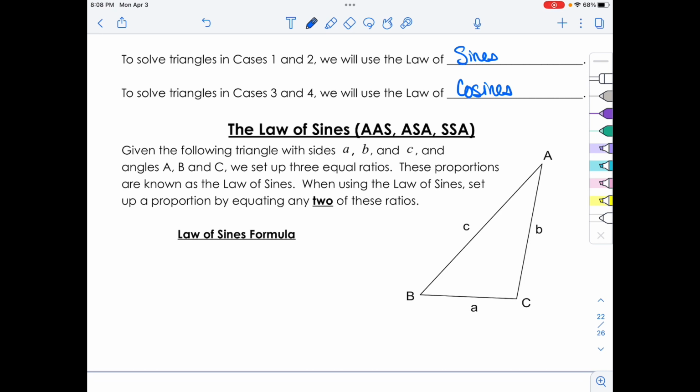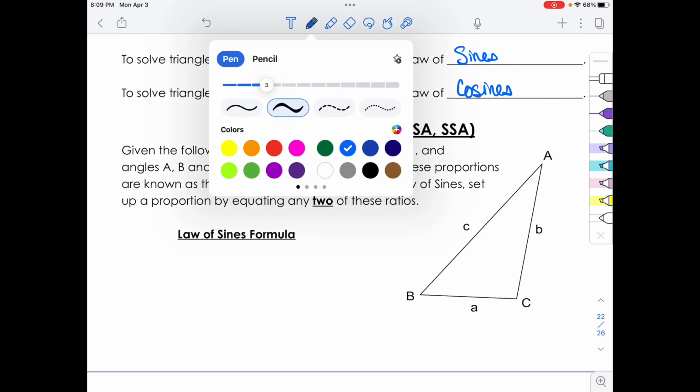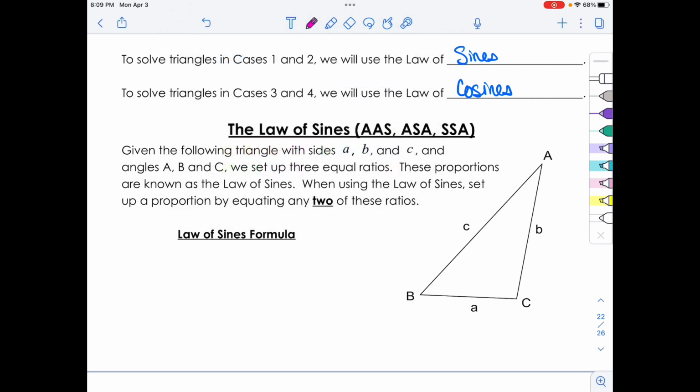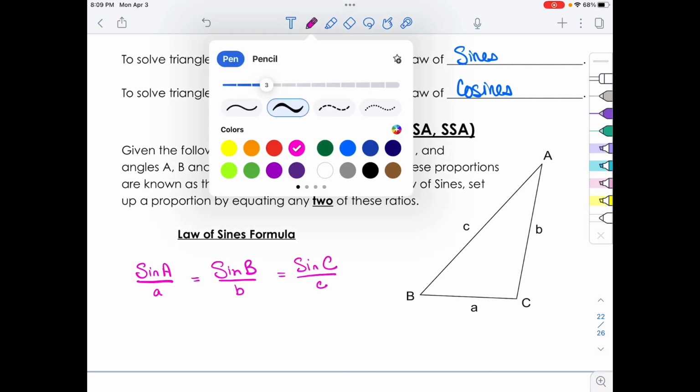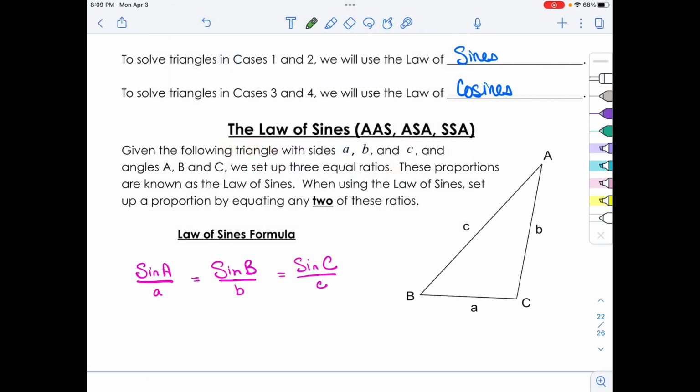The angle opposite the side is given as a capital letter, capital A, capital B, capital C. You can set up three equal ratios. Depending on what information you're given, you would choose any two of those ratios to create your formula. So you would have the sine of A over little a equals the sine of B over little b equals the sine of C over little c. And you can choose any two of those that you would like to use.